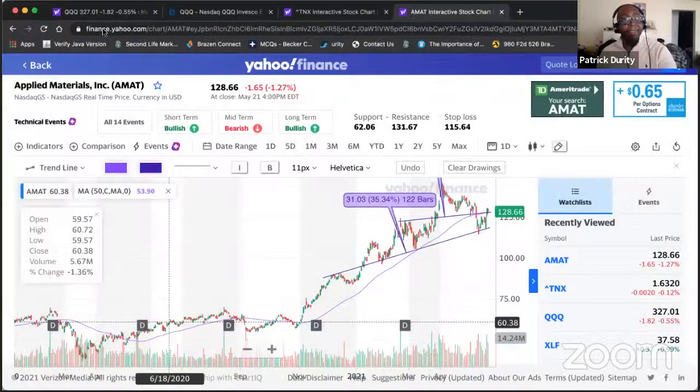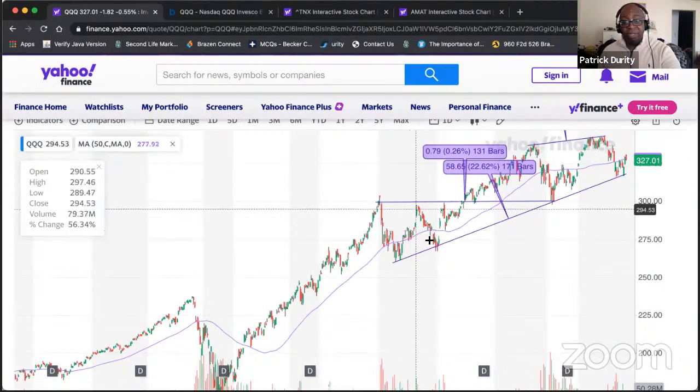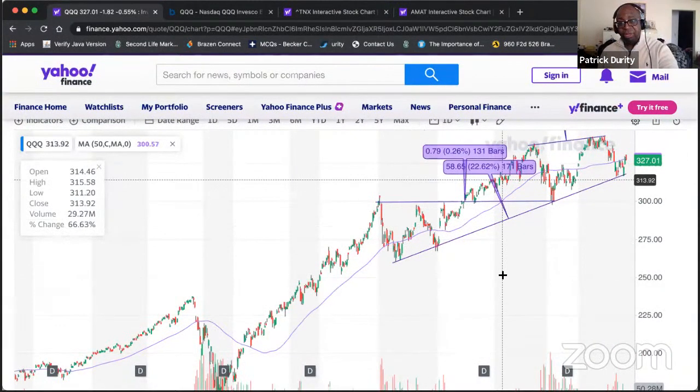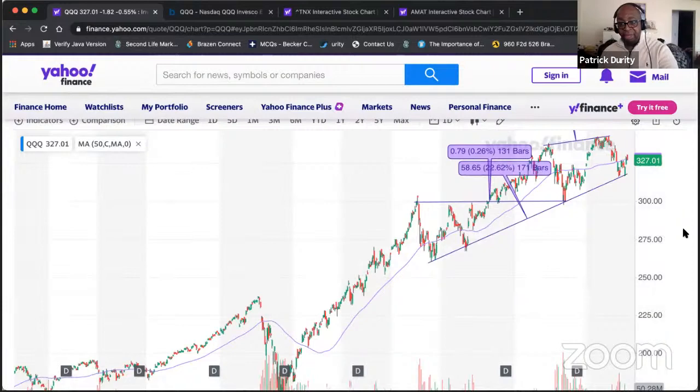And especially, everybody's afraid that tech has grown too far too fast. And I would like to beg to differ. And let me show you why. So as I share my screen, right here, this is a trend line that's been established since September.